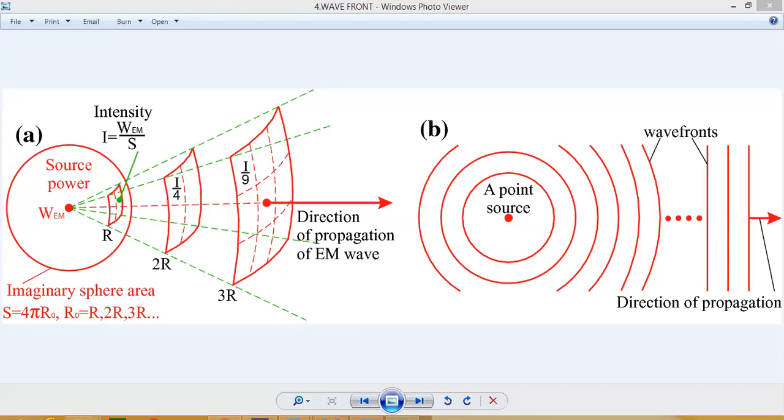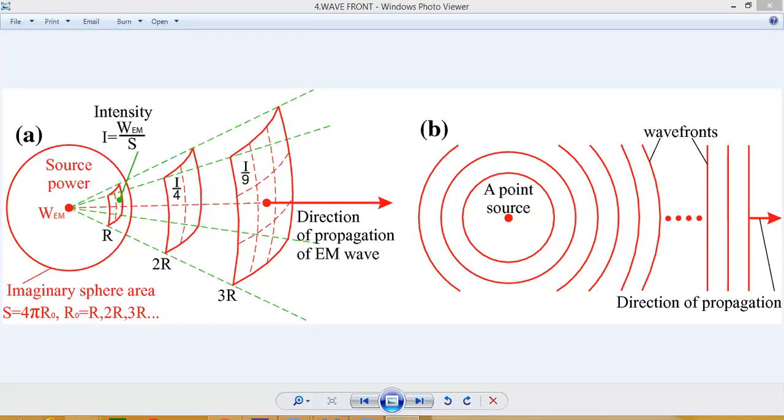Say for example, if you are having 10 watt of power, then for simplicity assume that this is some solid angle. On this solid angle you are concentrating 1 watt power. That means the remaining 9 watt you will concentrate on the remaining solid angle, because the power is really going in all directions. Then the 1 watt is available on the surface here.